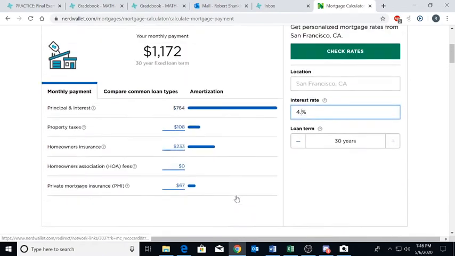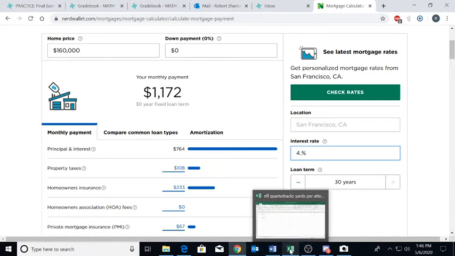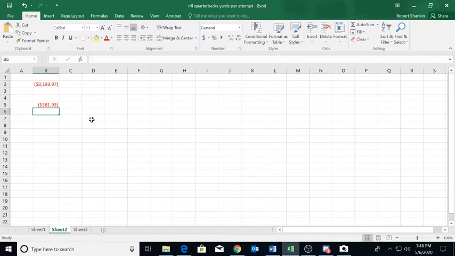And if I was really buying a house, I might also be confirming this by going into Excel. And by the way, this one was for the $80,000 house.